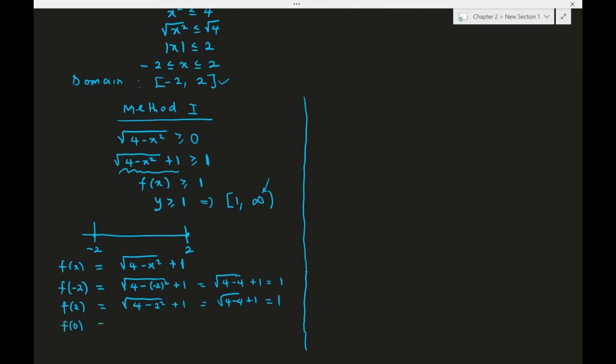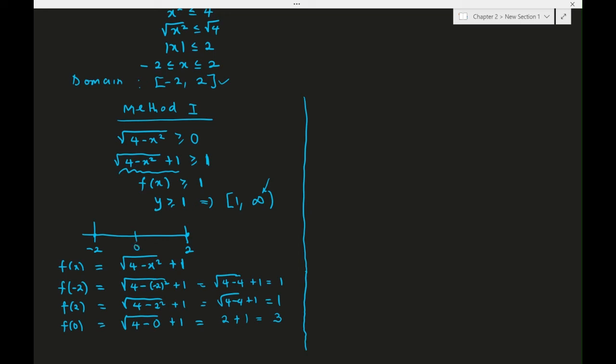Then, between the interval minus 2 and 2, you can see there is a 0. So I said always try the 0 if you have a 0 in the interval. So this will be 4 minus 0, plus 1, right? And what will that be? This will be just the square root of 4, which is 2. So you have 2 plus 1, which is 3.